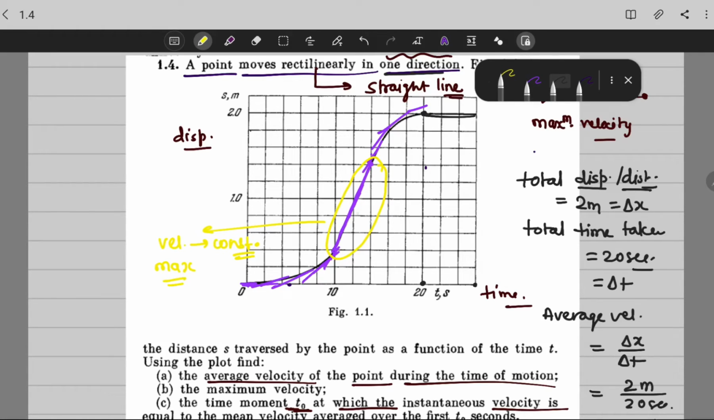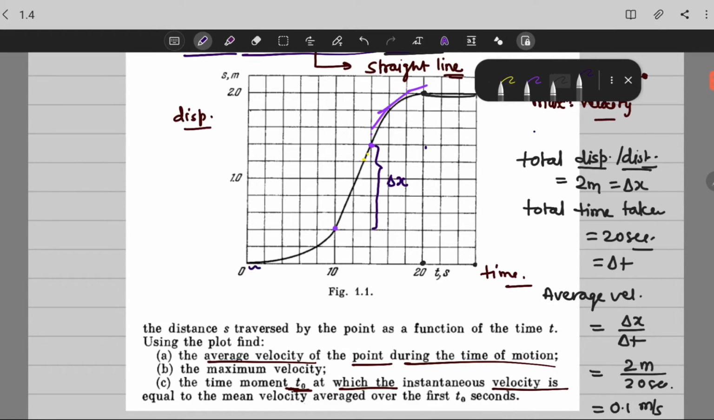Whether we find the instantaneous velocity at any point in this particular region, or we find the average velocity between these two particular points, both are the same. So that's why we'll find the average velocity between this point and this point, and that particular average velocity will be the maximum velocity. Okay, so what is this delta x?